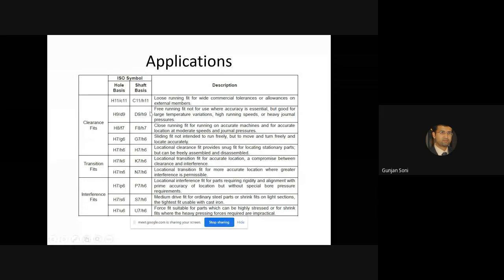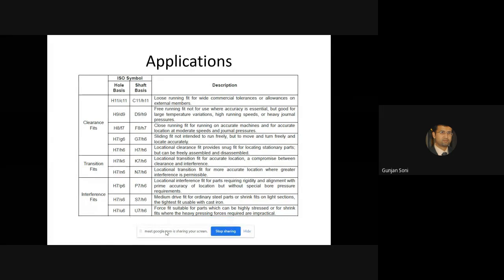Okay, so it's not necessary that you can get clearance fit only in the hole basis or the shaft basis, but then the alphabets are going to get interchanged over here. You can see that. Okay, and you see H7 G6 over here and G7 H6. So depending on the kind of fit that you want and your requirement, you are going to choose the type of alphabets.